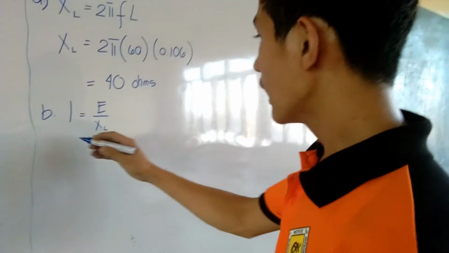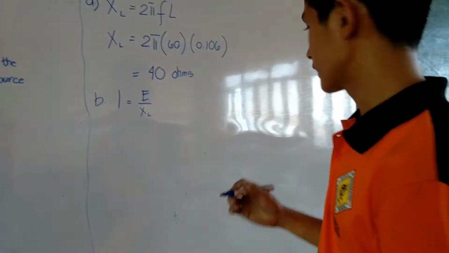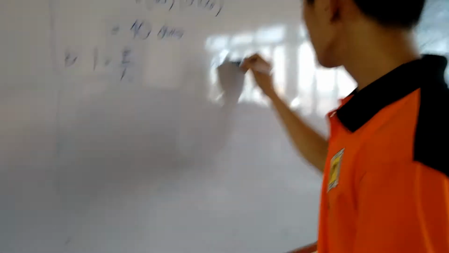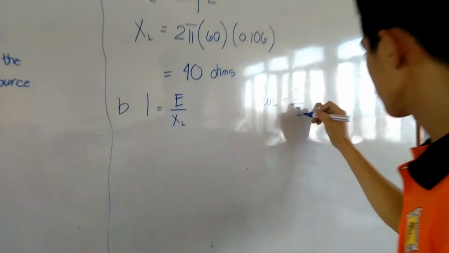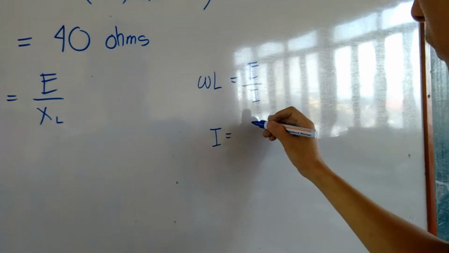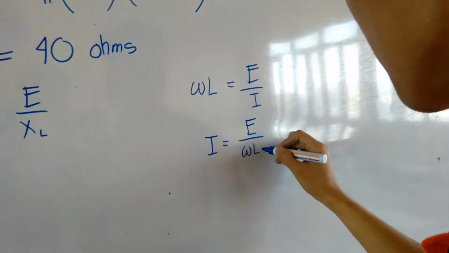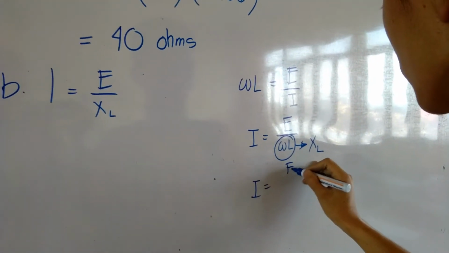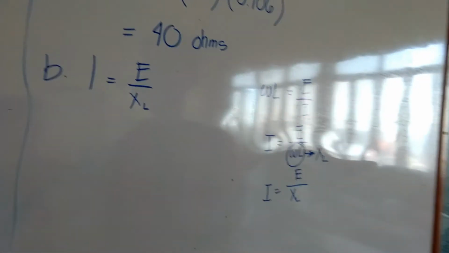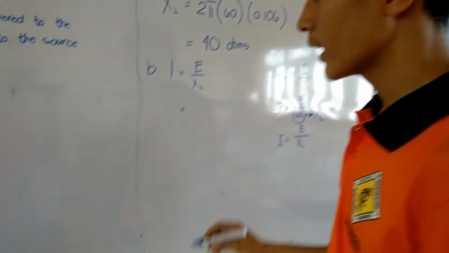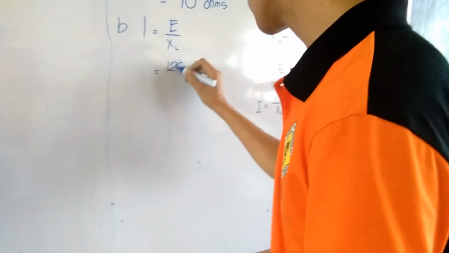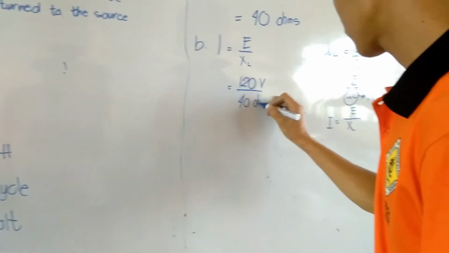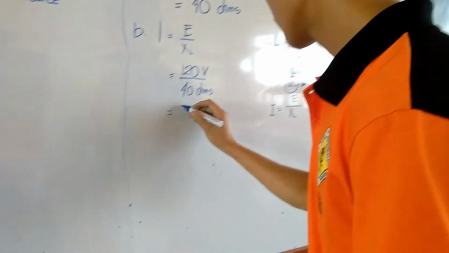Solving for letter B. How do I get this I, which is equal to E over XL? Let's derive it. From the derivation before, we get that omega L is equal to E over I. Therefore, I is equal to E all over omega L. But this omega L is the inductive reactance. So therefore, I is equal to E all over XL. Now, going back to the question, which is the current in the circuit, we already have the value of the voltage, which is 120 volts, divided by the inductive reactance, which is 40 ohms. It will give a result of 3 amperes.